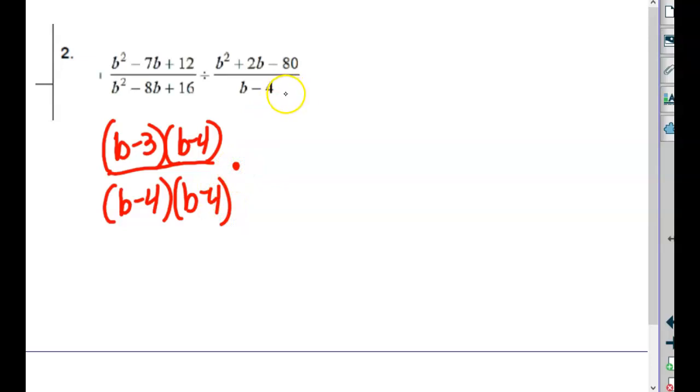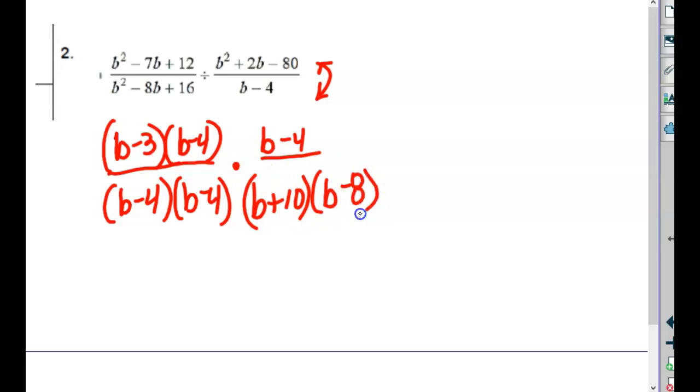Now, do we always flip this one over? Only if it says divide, right? If it doesn't say divide on the quiz, you don't flip over. This one says divide, so we flip it over. That B minus 4 comes to the top. And that one would be B plus 10 and B minus 8, I think, to give a positive 2 in the middle. All right, I think all the B minus 4s cancel, but otherwise nothing does, right?